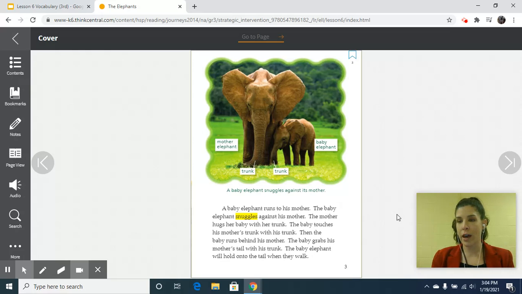So just like as humans, when we're little kids, we will grab onto mommy or daddy's hand, or grandma, grandpa, our aunts or uncles, our sisters, whomever we're with, and we will hold on to them. They do the same thing, but they're just using their trunks right here.